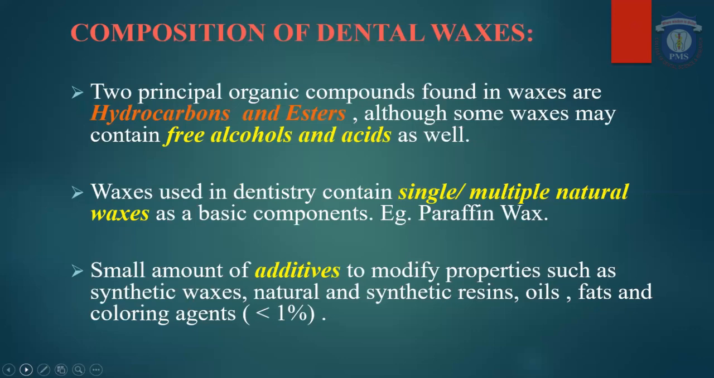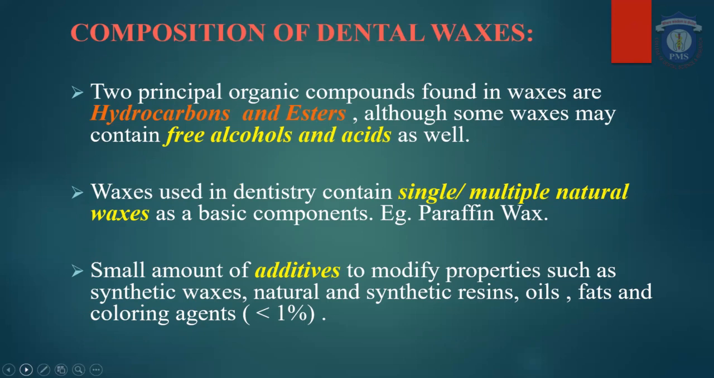And now coming to the composition of dental wax. Now we find that the two principal organic compounds found in wax are hydrocarbons, straight chain hydrocarbons, and also esters. Although some waxes may also contain some free alcohols and acids as well.